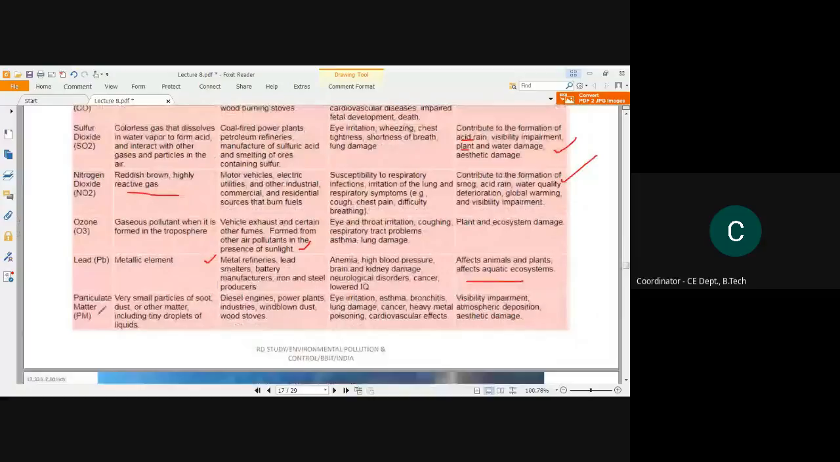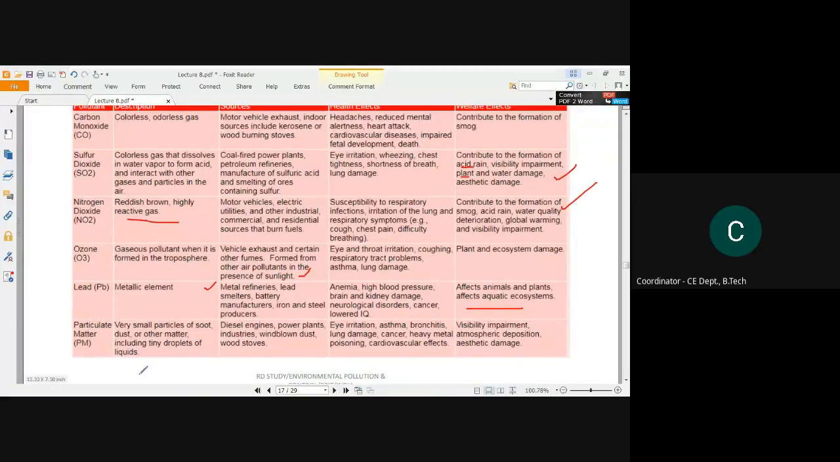Next is particulate matter. It is made of very small particles of soot, dust or other matter, including tiny droplets of liquid. You have seen soot: if you burn something, a very dark smoke gets released. That dark smoke is named soot here. So the physical description of particulate matter can be given by this. The sources are diesel engines, power plants, industry, wind blown dust, wood stoves, etc.